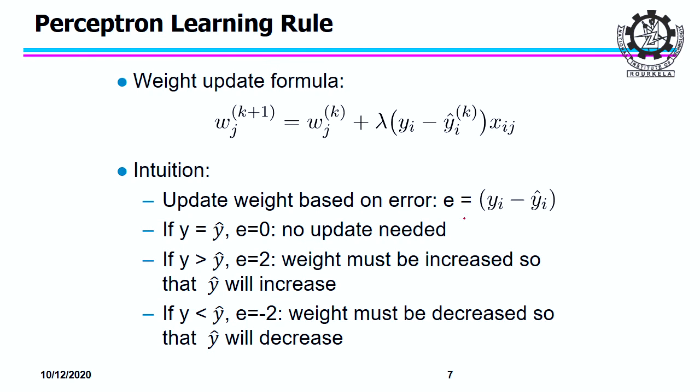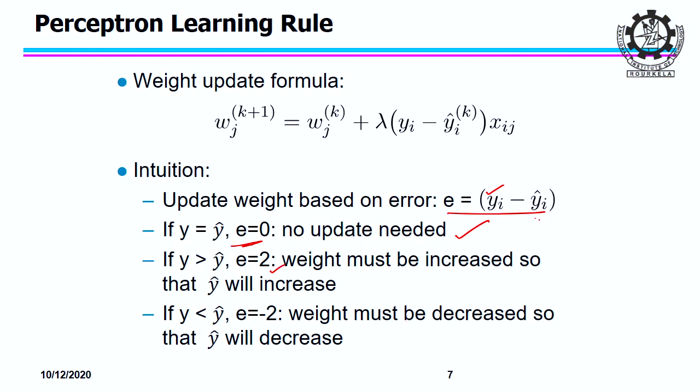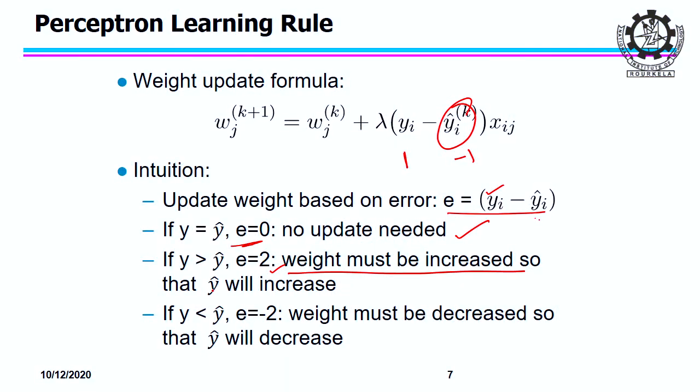So, now this is the error. If the error is 0, that means the system predicted exactly the actual value. If both are the same, there is no need for an update, as I said here. Now, if the error is 2, that means the system predicted minus 1 and the actual is 1. So, therefore, it has to improve. That means whatever weight is there should be updated, so the weight must be increased.